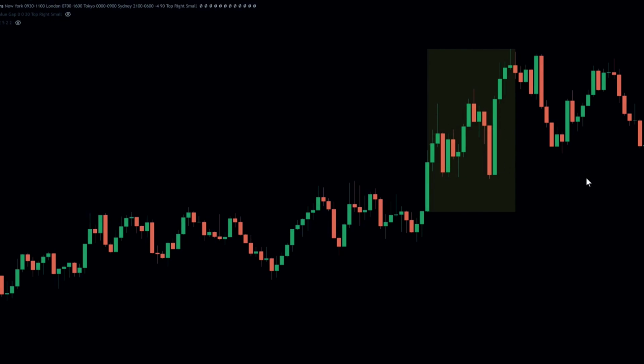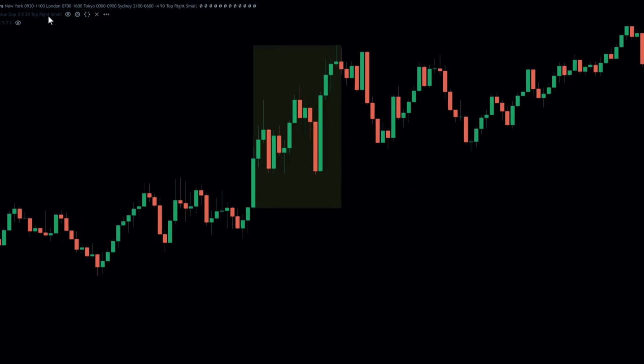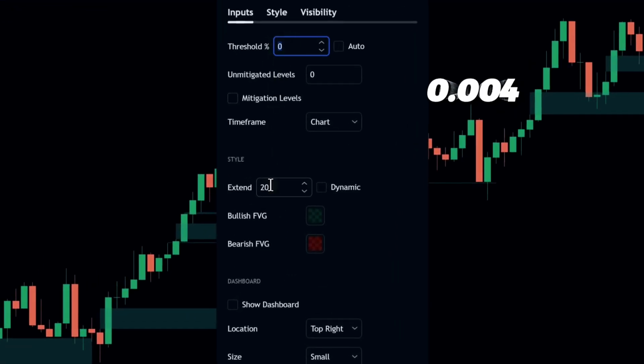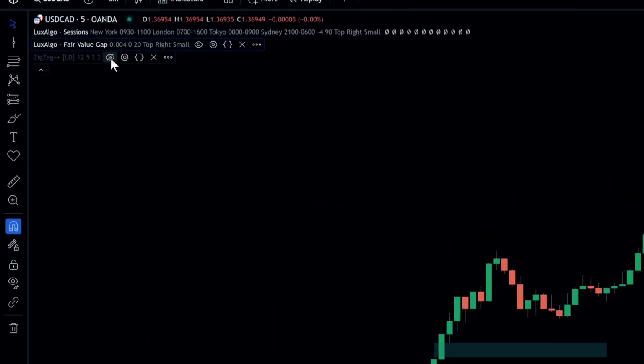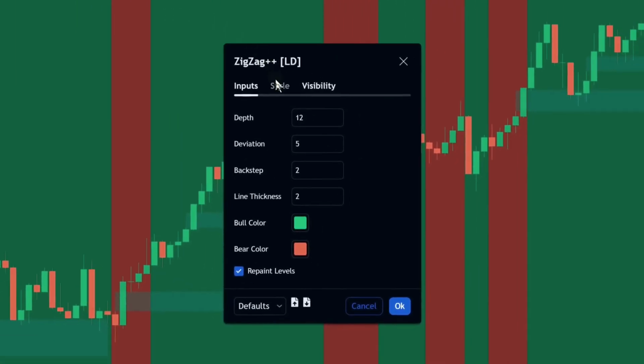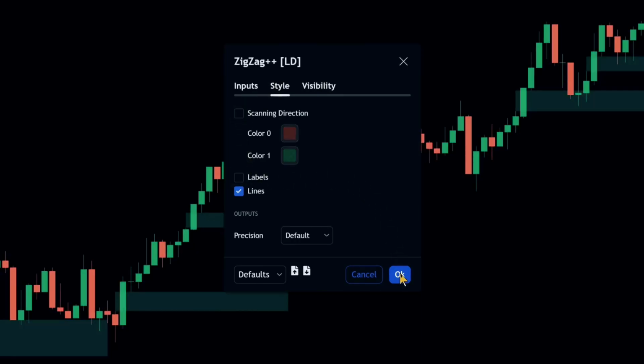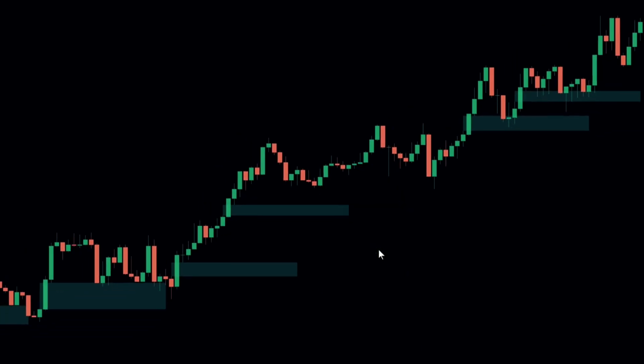Before moving further, let's adjust our indicator settings. For the fair value gap indicator, change the threshold to 0.004 and click OK. Next, for the zigzag indicator, set the depth to 5. Then in the style tab, disable the first 2 options and finally click OK.